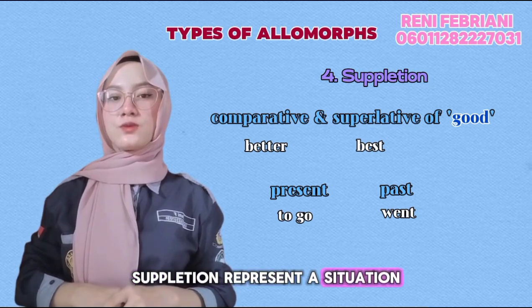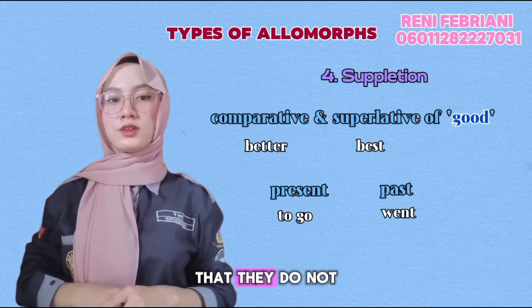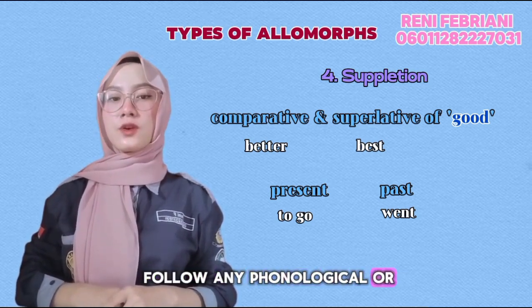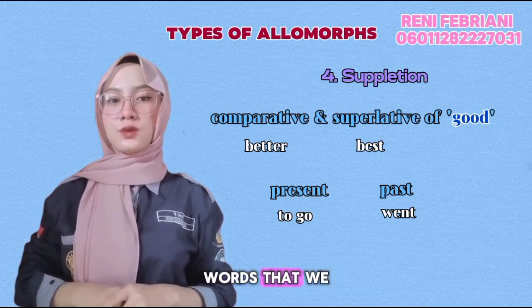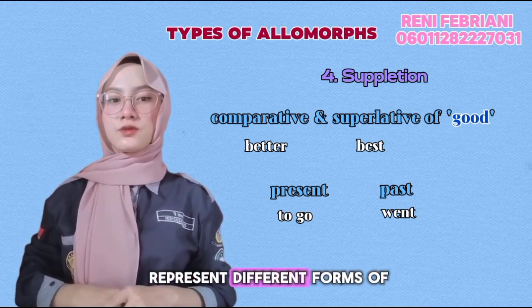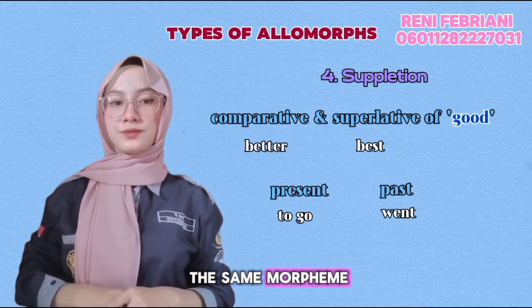Suppletions represent a situation where the forms are so irregular that they do not follow any phonological or grammatical conditioning, and the allomorphs are essentially separate words that we have come to use to represent different forms of the same morpheme.